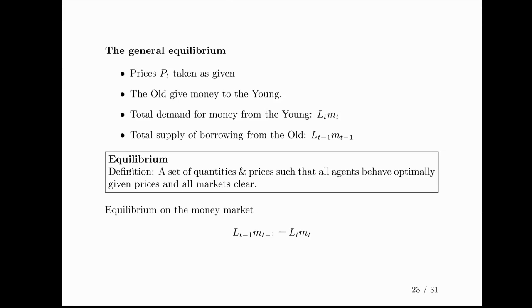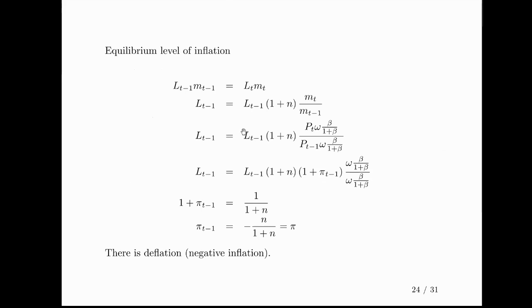So again, my definition of the equilibrium: a set of quantities and prices such that all agents behave optimally at given prices and all markets clear. So this is a market clearing condition. Then I can just use this to compute inflation. And how do I do that? Well, L_{t-1} M_{t-1} equals L_t M_t.